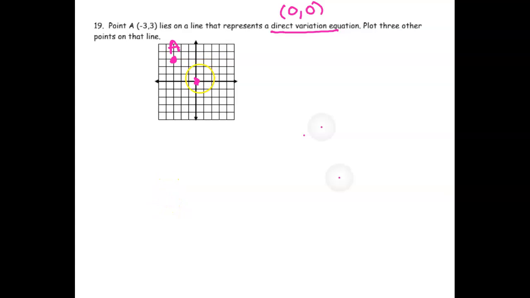Okay, so your slope is your rise over your run. 1, 2, 3, 1, 2, 3. So the slope is 1. So it should be pretty easy to come up with some more points.